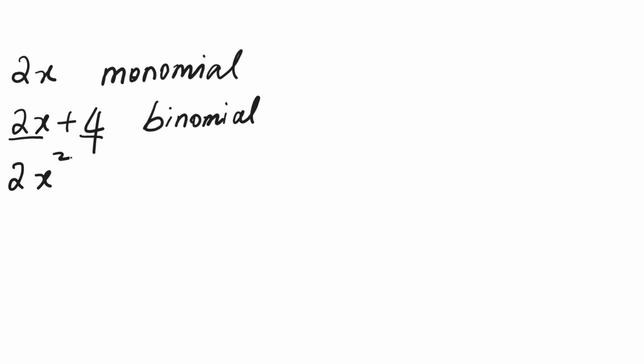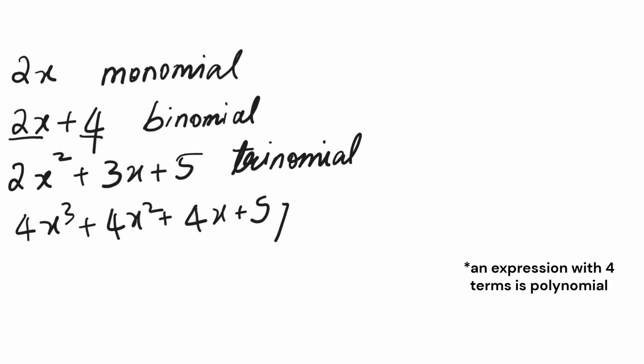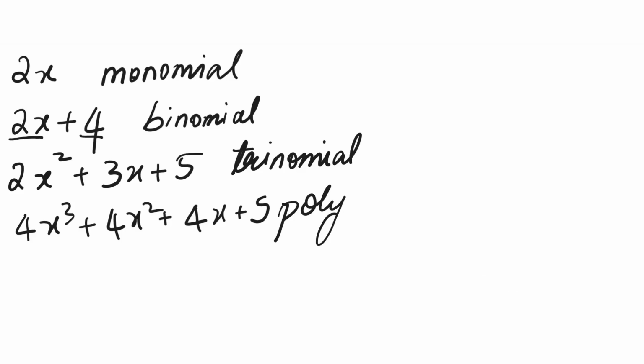So what do you think a polynomial with three terms will be called? Yeah, that would be a trinomial. So what about a polynomial with four different terms? It will be called a polynomial. Now, all of these are polynomials. It's just that based on the number of terms, the first three have a specific name given to them, right? Any expression with more than three terms will be called a polynomial.